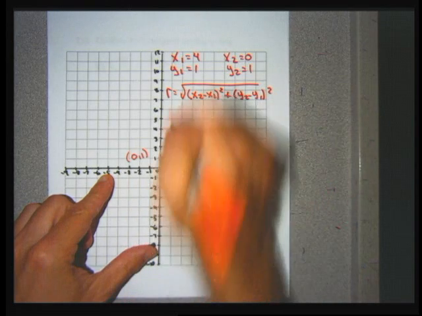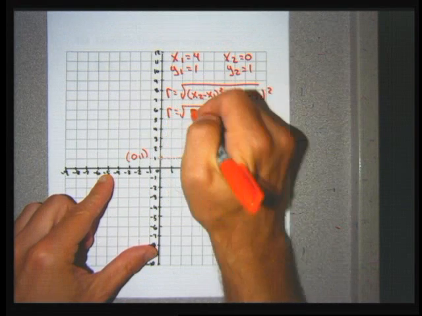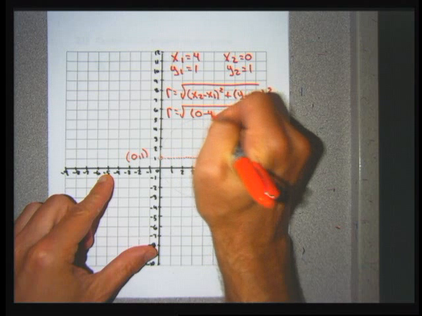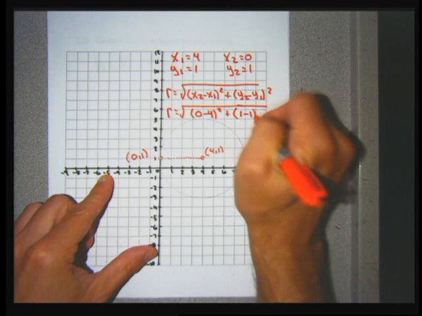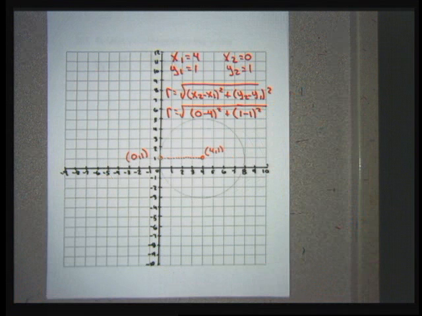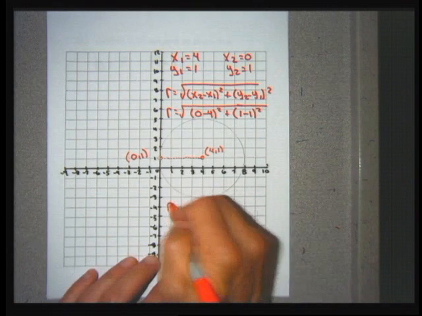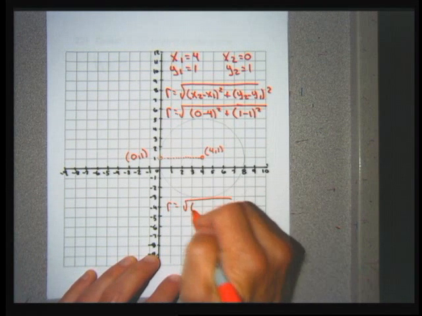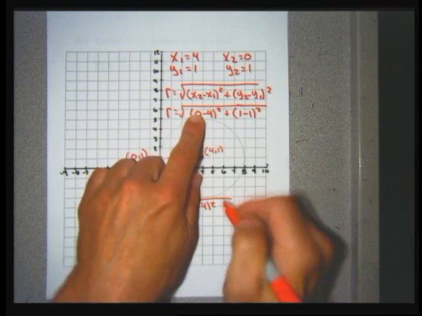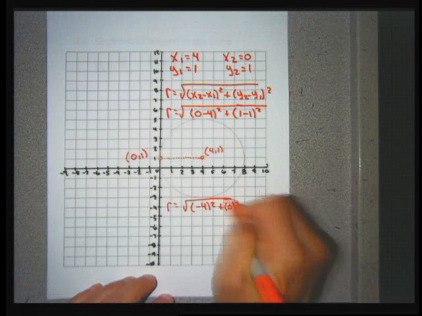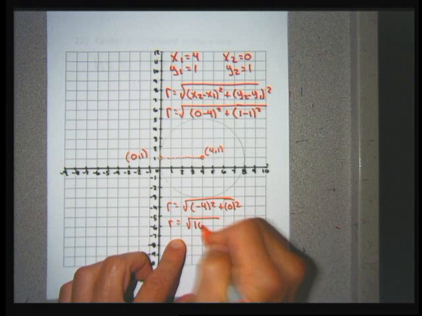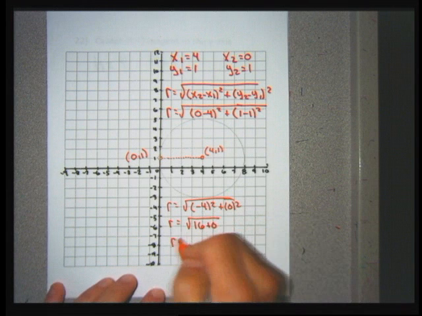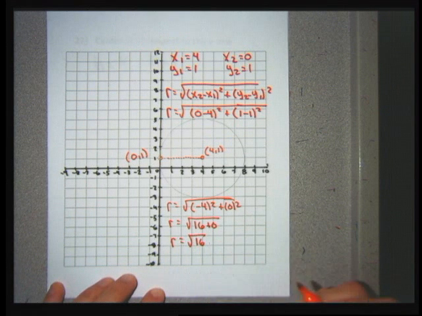And so if I do that, I get the radius equals the square root. x2 is 0, x1 is 4, so I get 0 minus 4 squared, plus y2 is 1 minus y1 is 1. So the length of the radius is the square root of the quantity 0 minus 4 squared, plus the quantity of 1 minus 1 squared. So I'm going to get negative 4 squared for the first parentheses, 0 squared for the second parentheses. Negative 4 squared is 16. 0 squared is 0. So I get the radius is the square root of 16.